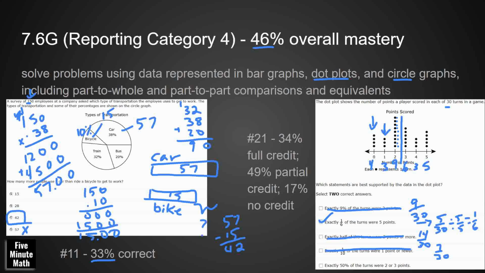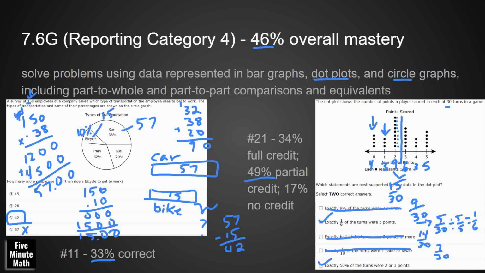50% or 2 or 3 points. 2 and 3, that makes 15 out of 30. So yeah, we're good. So those are our two answers. We had 34% get full credit, both of those items. Half the students got at least one of those correct.